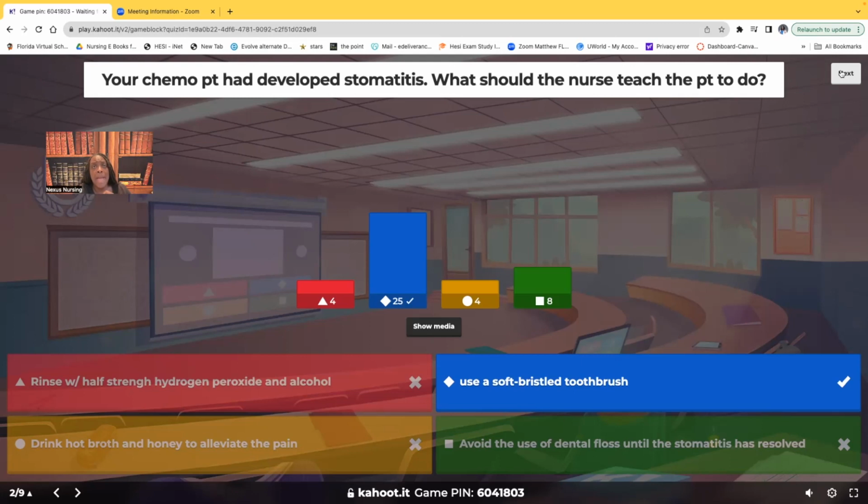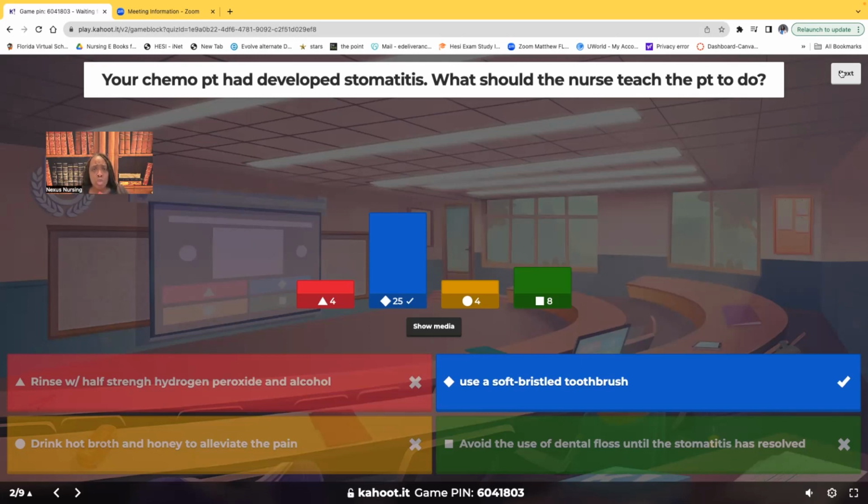So we're worried about the RBCs being low, patient being anemic. We're worried about the WBCs being low, patient being at risk for infection. And we're also worried about platelets being low, patient at risk for what? Bleeding. So we're going to want that patient to be using a soft bristle toothbrush anyway. But let's look at the wrong answer choices. The first one, rinsing with half-strength hydrogen peroxide and alcohol, that is way too irritating. The patient already has inflammation of the oral mucous membranes. Do we want to make it worse?